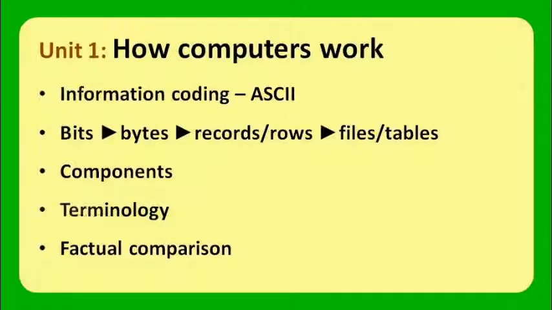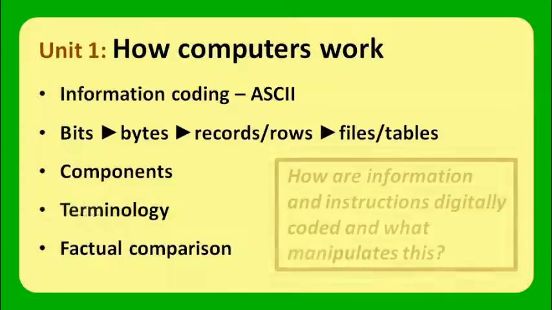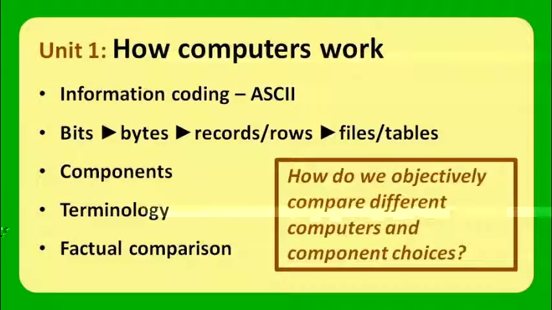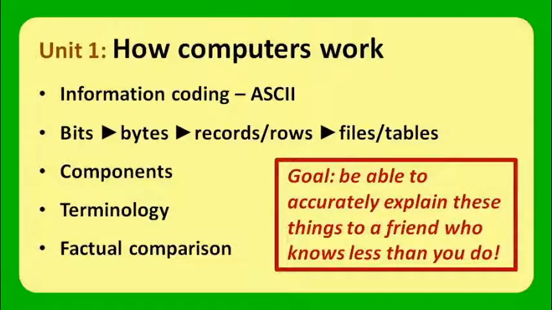How computers work. Let's take a quick look at these things because the goal of this course is to have you learn these things. How are information and instructions digitally coded, and what manipulates it? That's basically what we're talking about here. And how do we objectively compare different computers and component choices? That's where a little bit of the science comes in here. That factual comparison is something you're going to be using in the projects associated with each unit. The goal is for you to be able to accurately explain these things to a friend who knows less than you do.